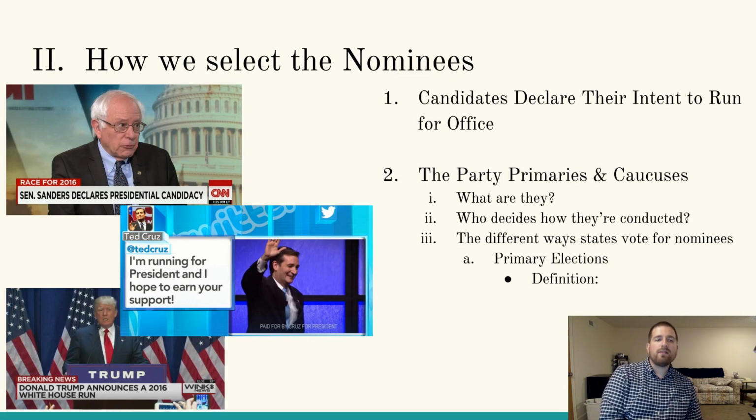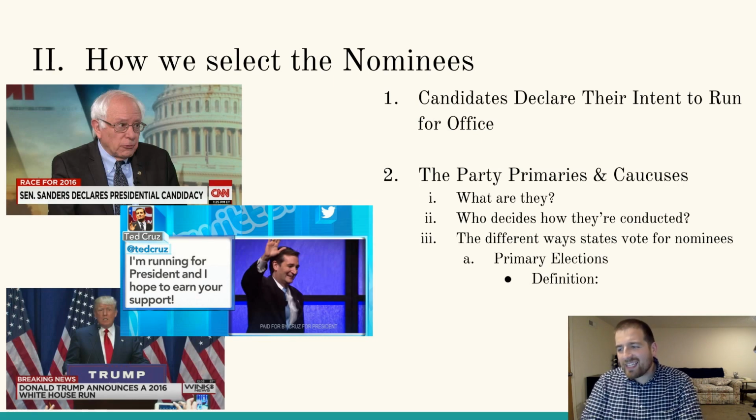So from there, these candidates will go do a whole bunch of speaking events, do a whole bunch of rallies. There's also a bunch of debates between the candidates within a party as they try to make their case for why they should be the Republican nominee or the Democratic nominee. The next major event we'll get to are the party primary and caucuses. I already mentioned these in the previous slide. Let's get into those in a little bit more depth.